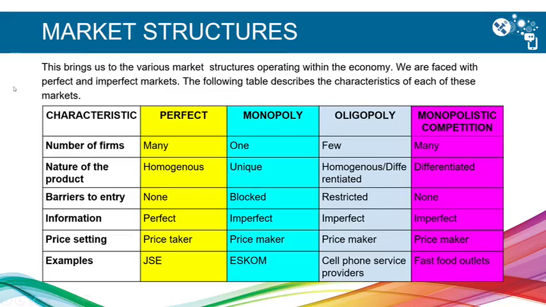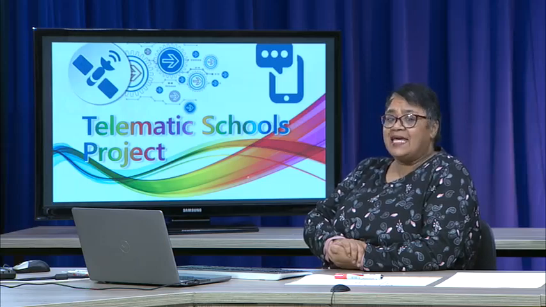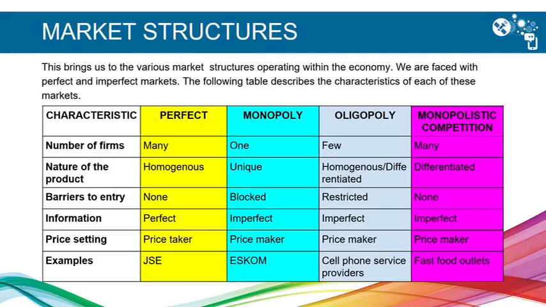That brings us now to the various market structures that operate within the economy. And here we are faced with what we call perfect markets as well as imperfect markets. Now, important here is that with your perfect markets, your other three, the monopoly, the oligopoly, and monopolistic competition, all three of these together make up your imperfect market, right?